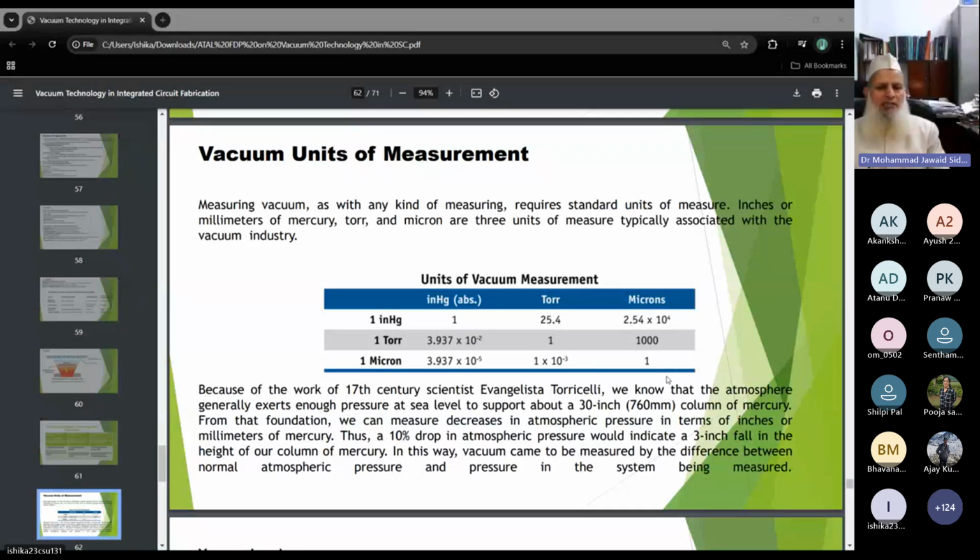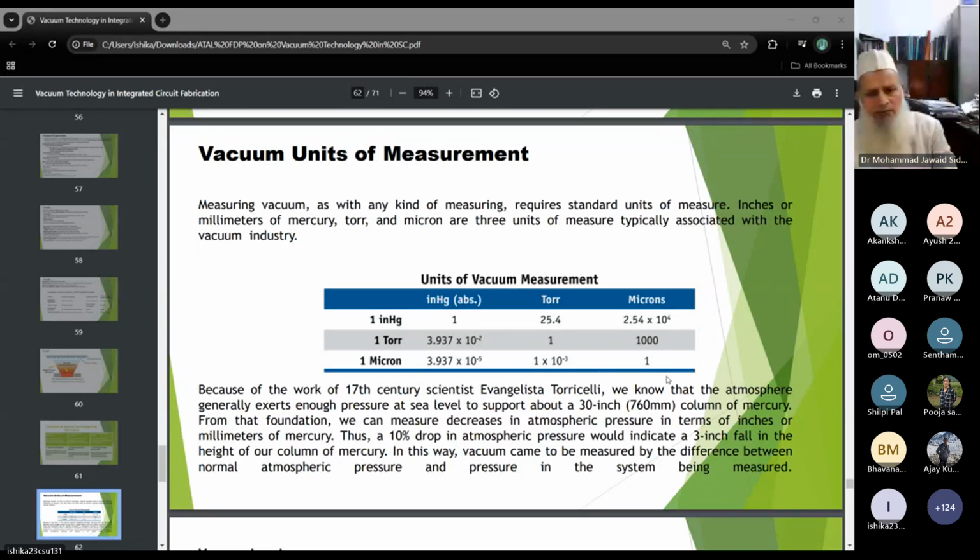Vacuum can be measured in millimeters of Hg, inches of Hg, torr, or microns of Hg. Measuring vacuum, as with any kind of measuring, requires standard units: inches or millimeters of mercury, torr, and microns are the three units typically associated with the vacuum industry. Generally torr is very popular because of the work of the 17th century scientists.